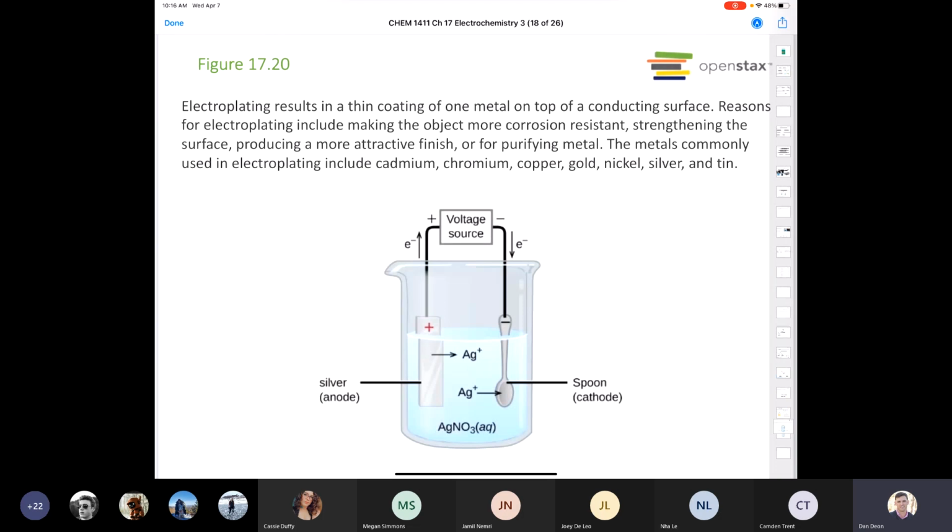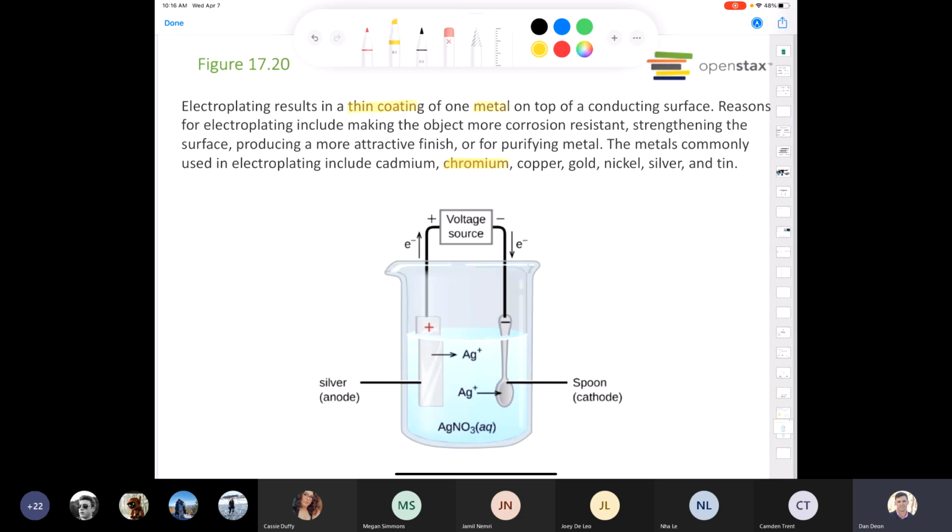So if you just follow along with me here, it says electroplating does nothing more than put a thin coat of a metal on top of some kind of conducting surface. And this is used to just make a more attractive finish or something that's more resilient, maybe. Common metals that are used are chromium, right? If you've ever seen a chrome bumper, it's just the chromium on the top. It's made by electroplating. Also gold, nickel, silver, tin, etc.